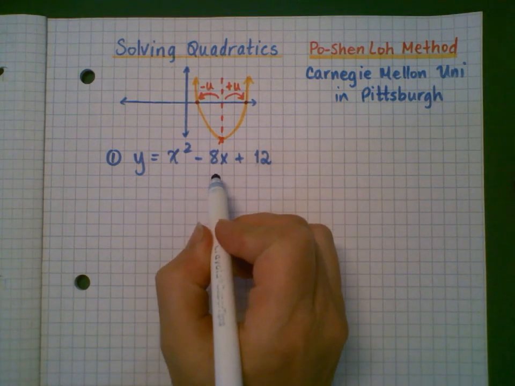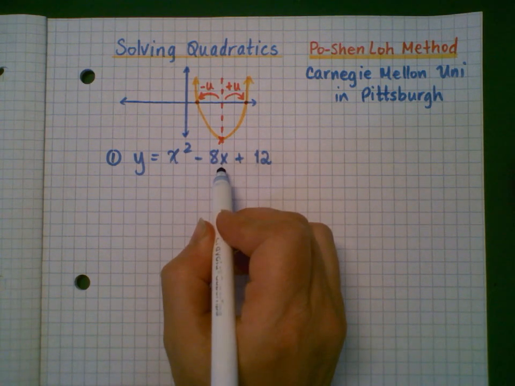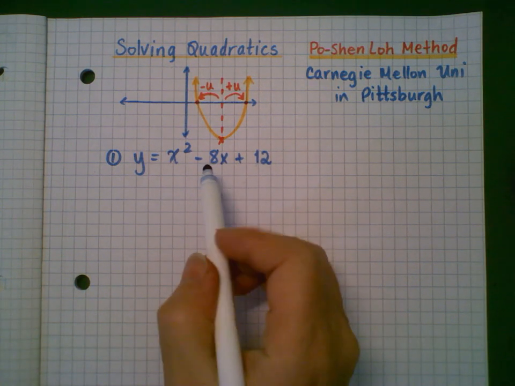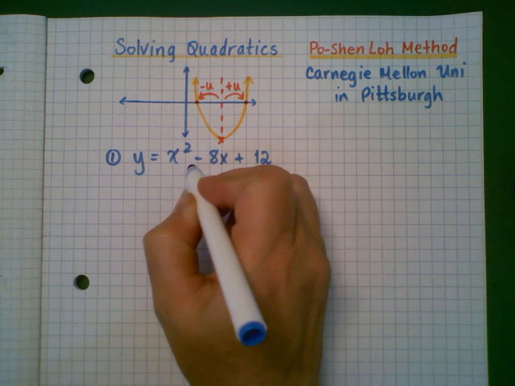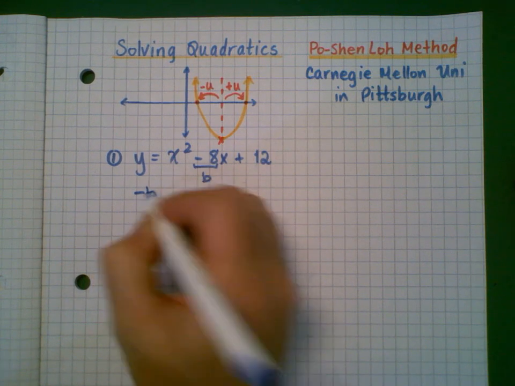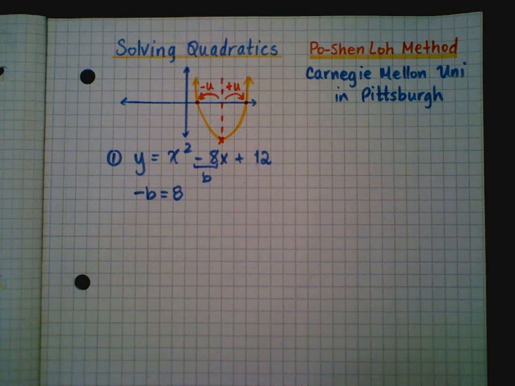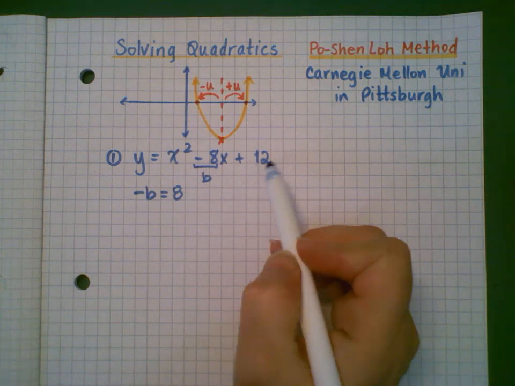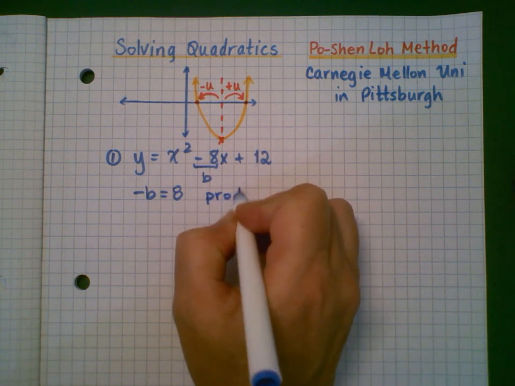Okay, so the first step in this process is to look at the linear term, the term that is in x as a coefficient and then a single x, and to pick out that coefficient. So this is a b value. We're interested in what is the value of negative b, and in this case, negative b would be 8. The second piece of information that we're going to be using is the 12. So that 12 represents a product.